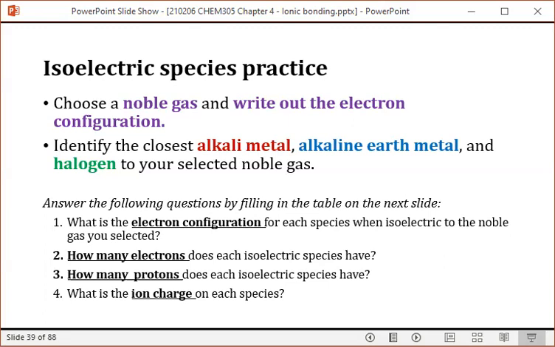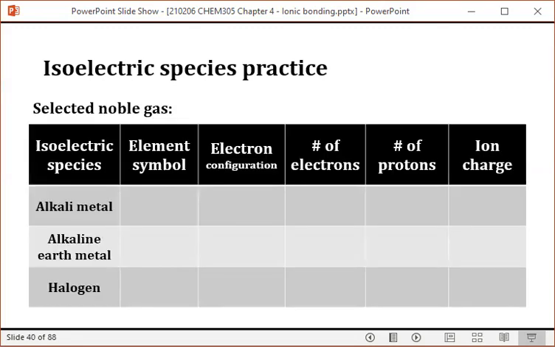And so when you calculate the ion charges, you add up the number of protons, and then you add up the number of negative charges from the number of electrons to get the total ion charge. Your ion charges will be different for each alkali metal, alkaline earth metal, and halogen. So if we do one as an example, and I highly recommend you do one on your own too, to get practice with this.